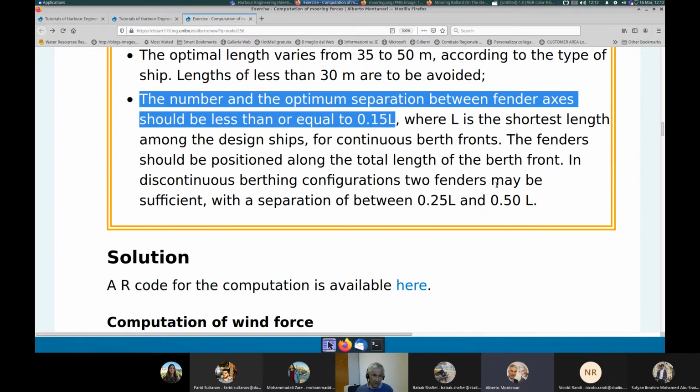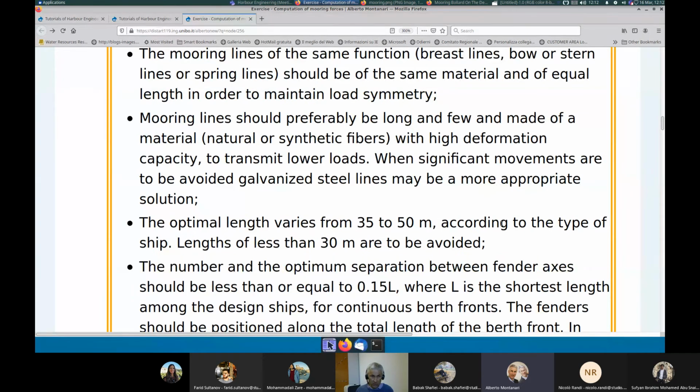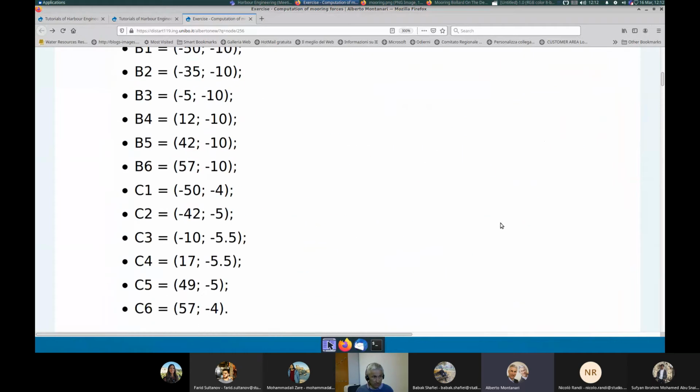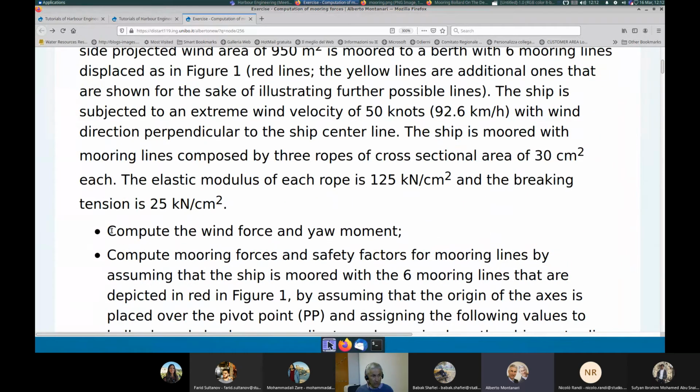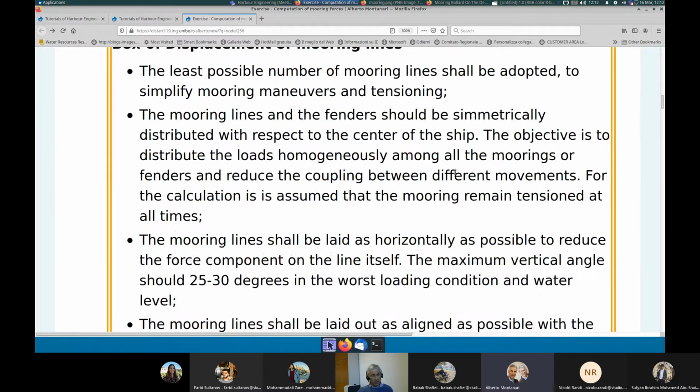Now, let's look at the solution, and let's look at the questions that we have to resolve. Let me go up. We have 2 questions. Compute the wind force and the yaw moment. This is our first question, okay? So let's go to it.